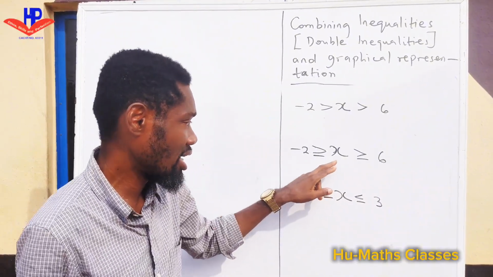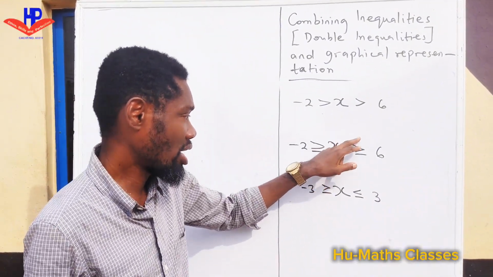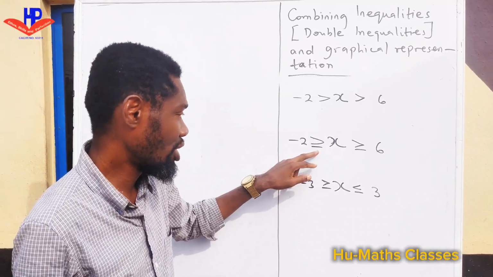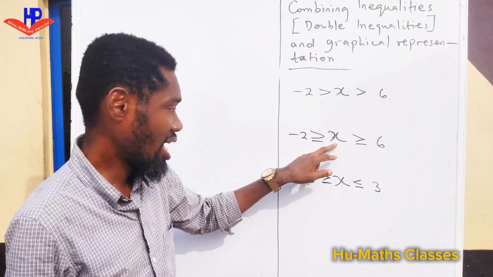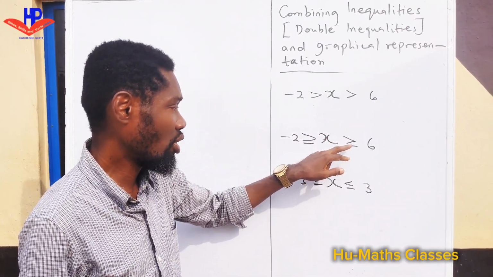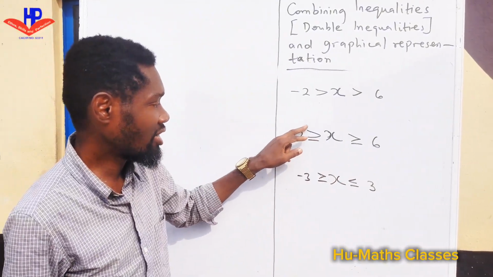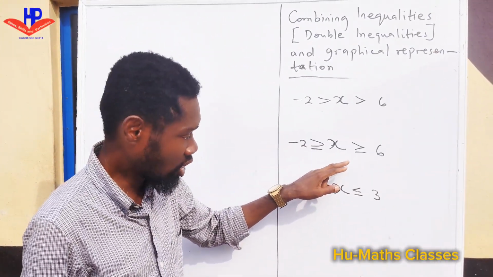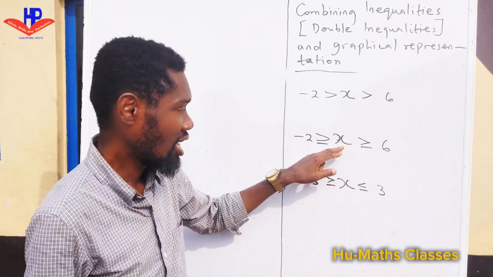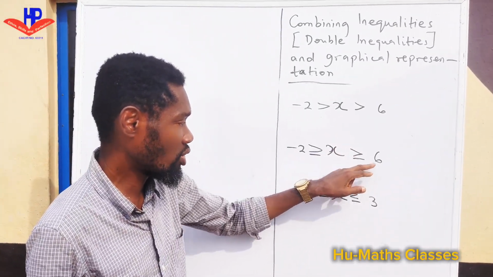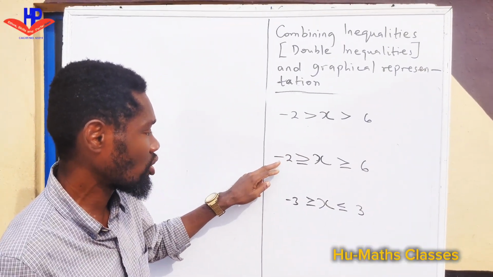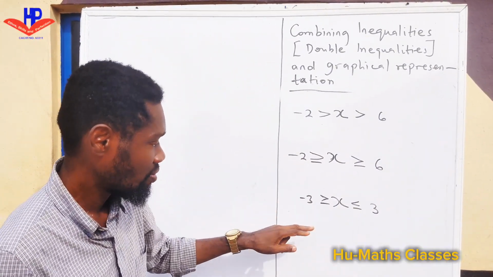The second problem here is x is greater than or equal to 6, less than or equal to minus 2. They are inclusive in both cases. X is greater than or equal to 6 is inclusive. X is less than or equal to minus 2 is also inclusive.